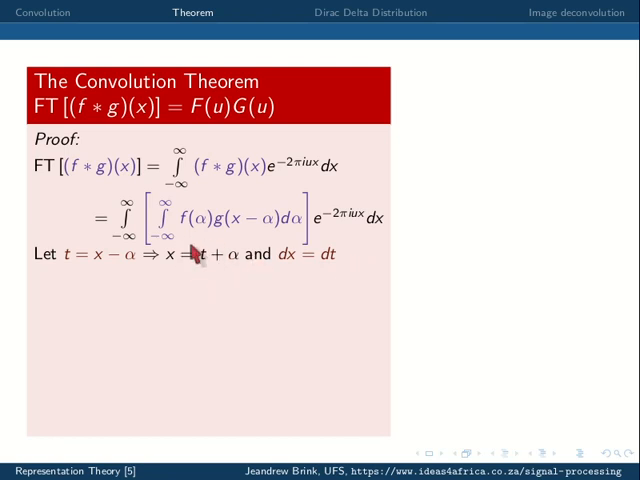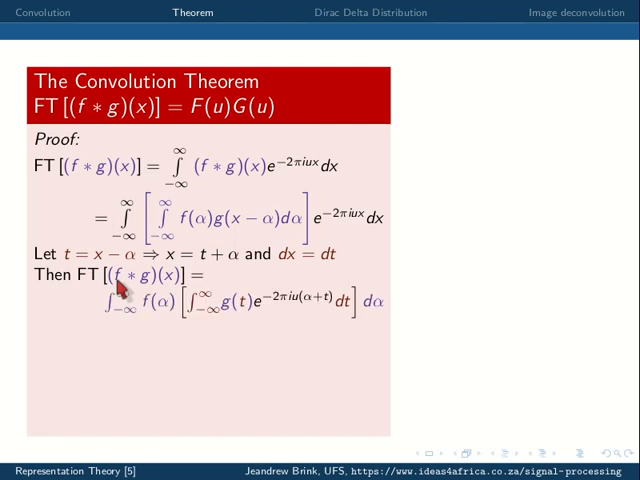Just taking the differential of this expression while alpha remains constant gives you the fact that dx is equal to dt. So let's now go ahead and put all this stuff into our integral. So we once again have the Fourier transform of f convolved with g at x, and we then get this expression. So the first thing we've done, remember, was we changed the order of integration.